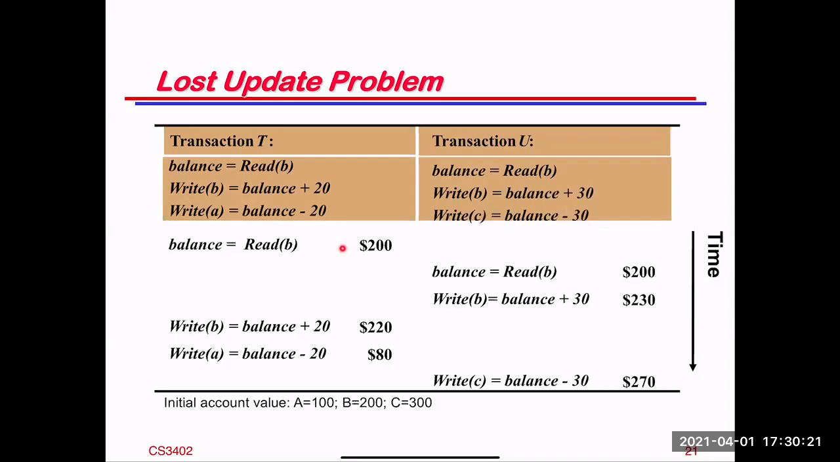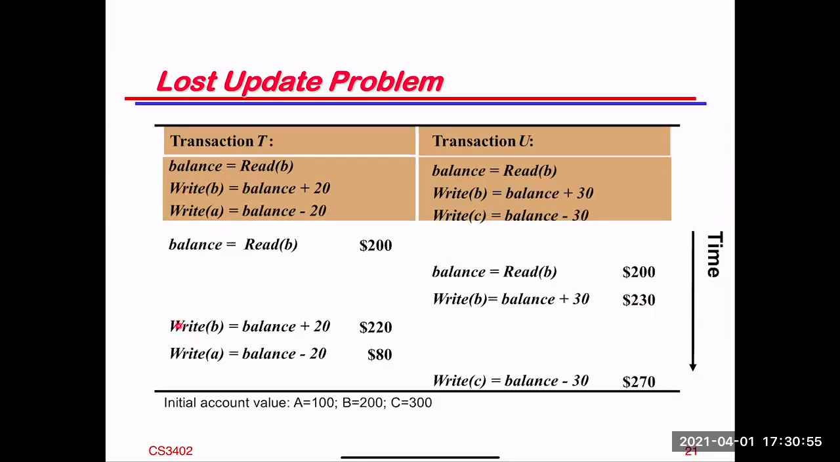And now down here we have a schedule. We start by executing the first operation of transaction T. Okay, and for these initial account values down here, the result will be 200. And then we perform some operations of transaction U. And we again are reading the current balance of B. So this would still be 200. And now we're executing a second operation. So we're writing to B balance plus 30. So this is 230 now. Okay, and now we're jumping back to transaction T.